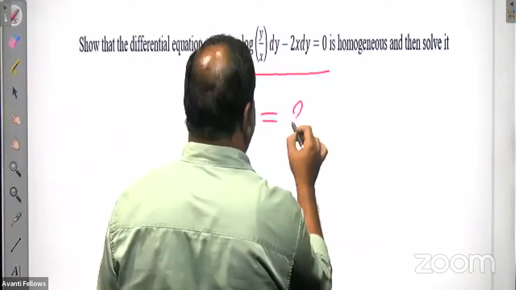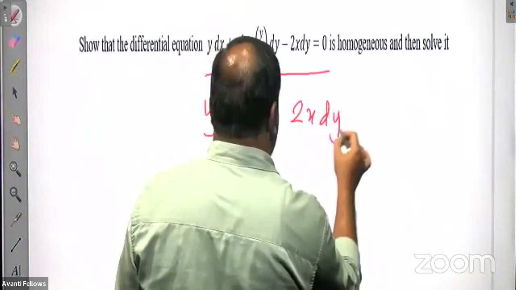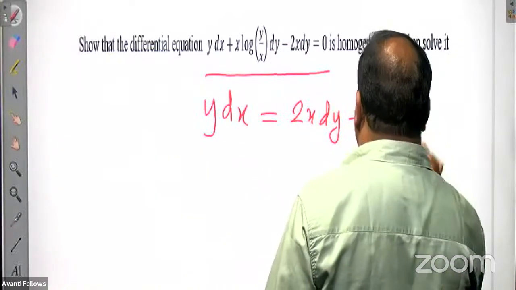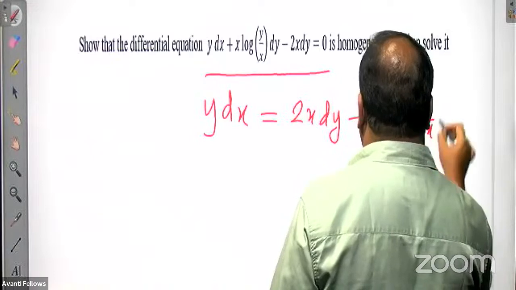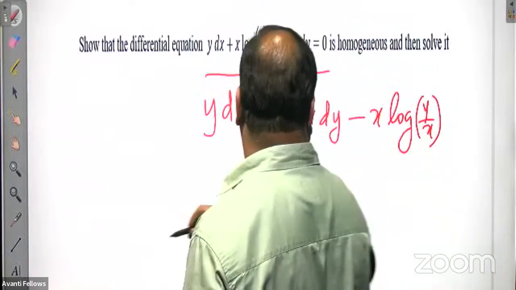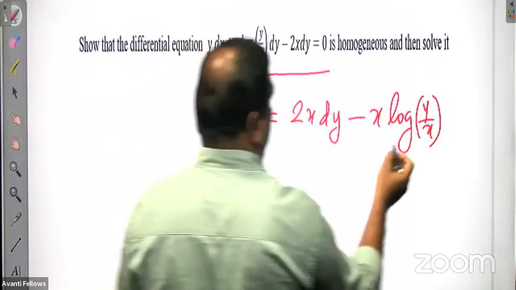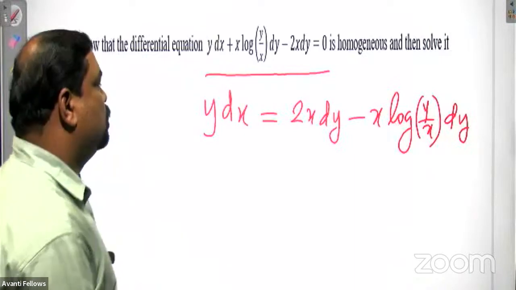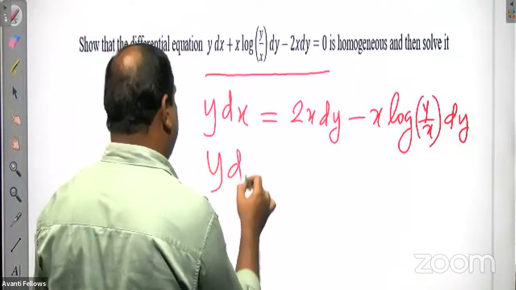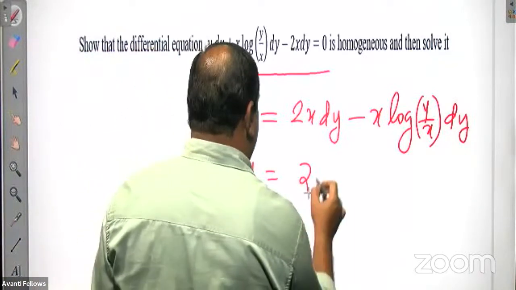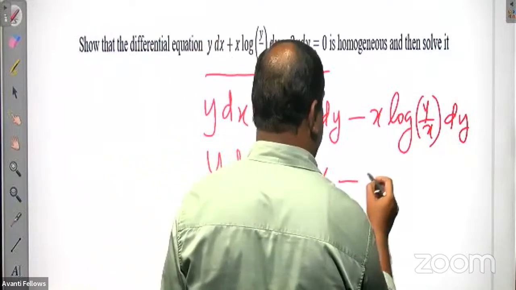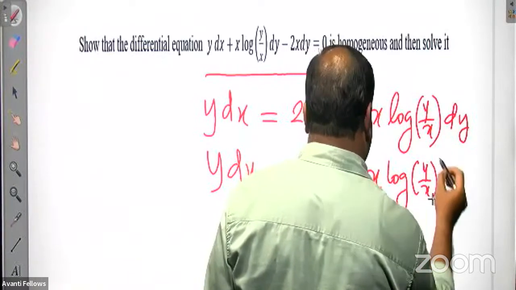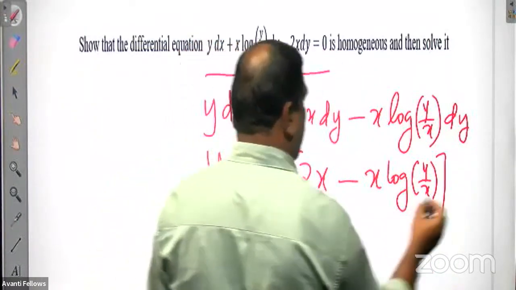That is equal to 2x dy minus x log y by x into dy. That is y dx equal to 2x minus x log y by x, everything into dy.